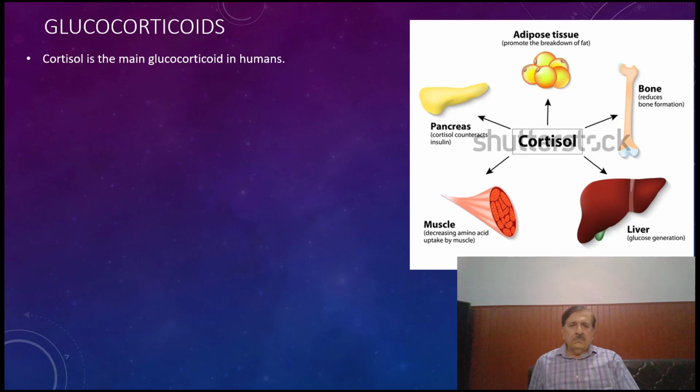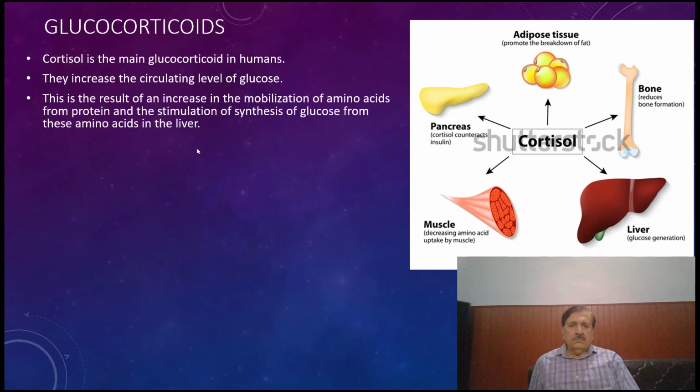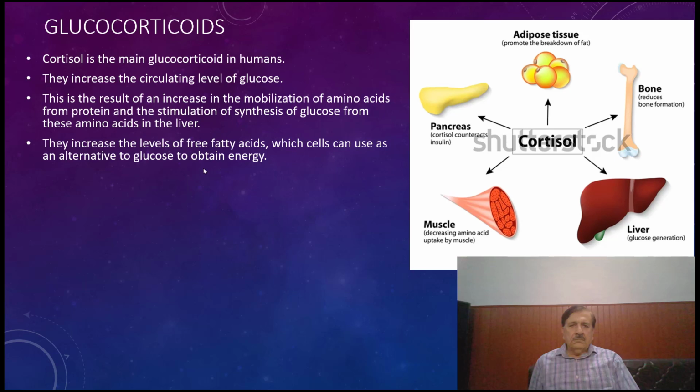Glucocorticoids. Cortisol is the main glucocorticoid in human. It maintains the circulating level of glucose. When glucocorticoids are released, they increase the glucose. This is the result of increase in the mobilization of amino acid from the protein and stimulation of synthesis of glucose from these amino acids in the liver. So it is a source of gluconeogenesis.